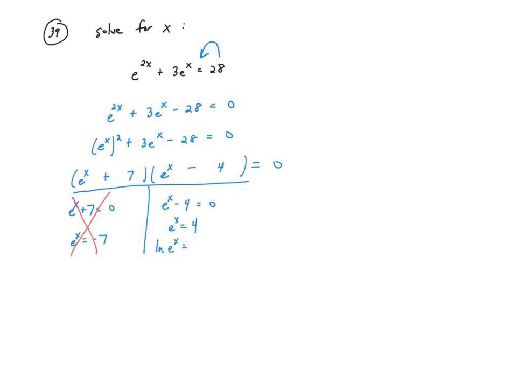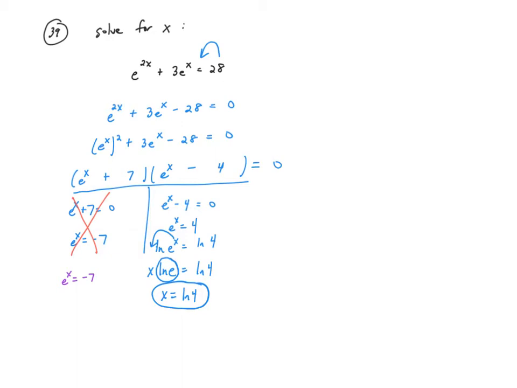To solve for x, ln both sides. So we also have to ln this side. We get the ln of e to the x equals the ln of 4. Slide rule: x times the ln of e equals the ln of 4. Remember that the ln of e is equal to 1. So x times 1 is just x. X equals ln of 4. Here is our exact answer.